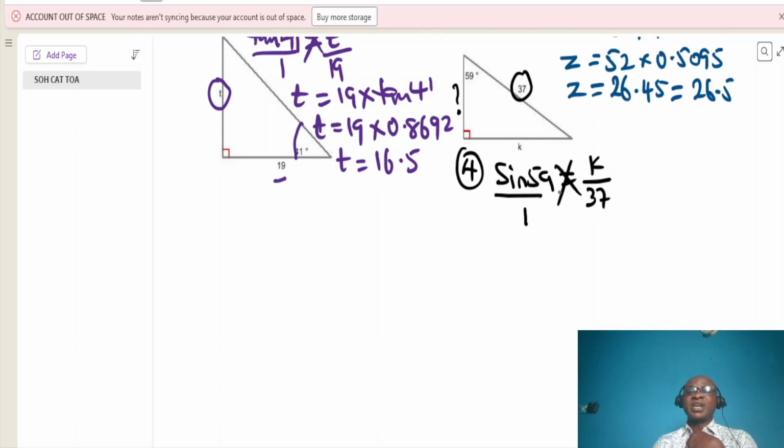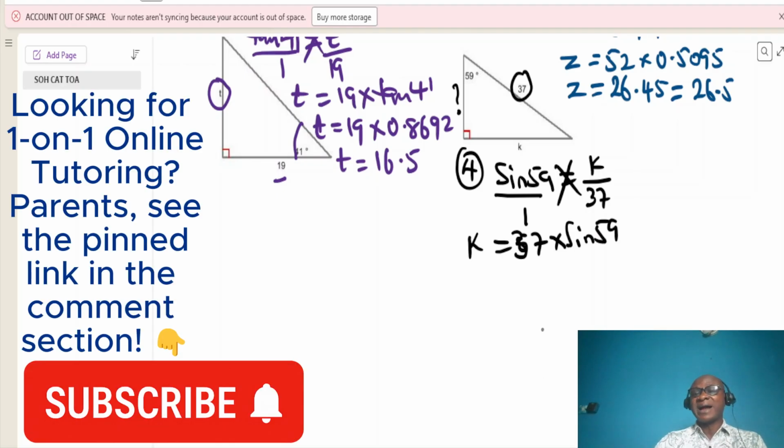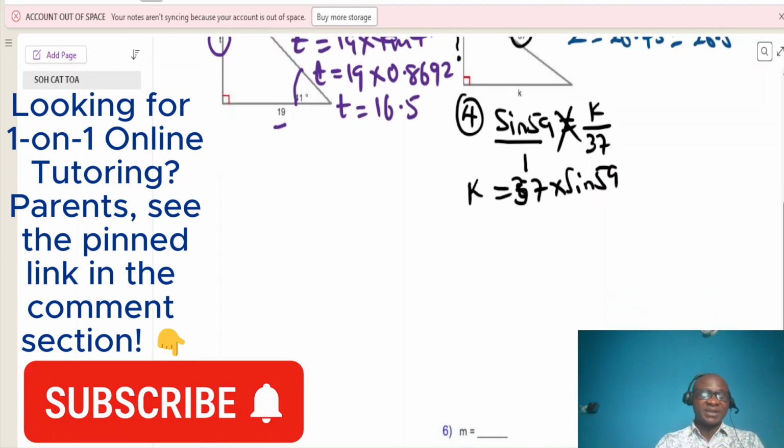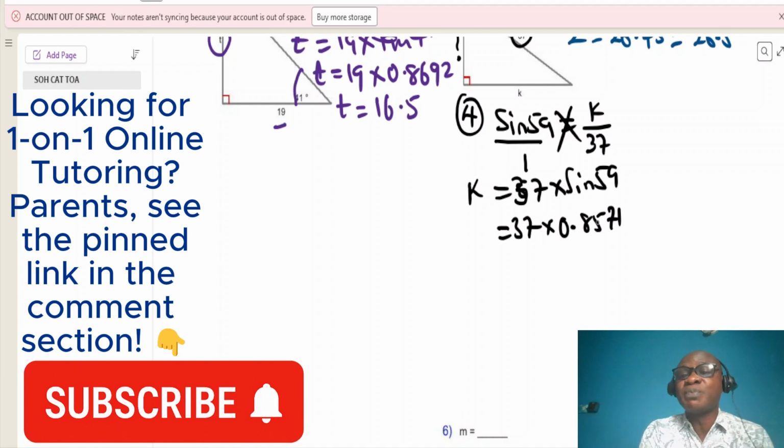Then I will take a cross multiplication. K multiplied by 1 is K. Then I will have 37 multiplied by sine 59. Okay? With my calculator, I can find sine 59. So sine 59 is exactly equal to 0.8571. Mona, you can see I always make use of 4 decimal values in the sine, tan, and the cos.